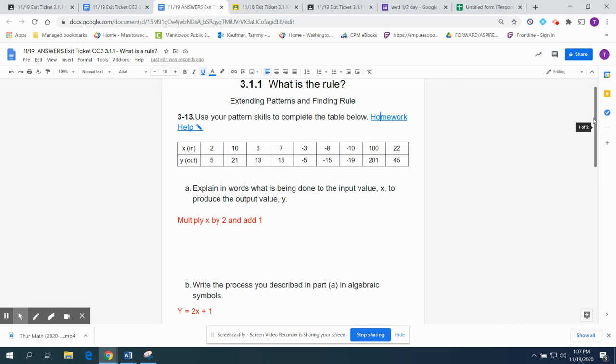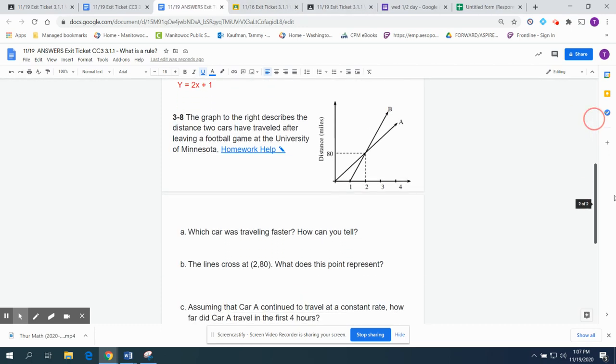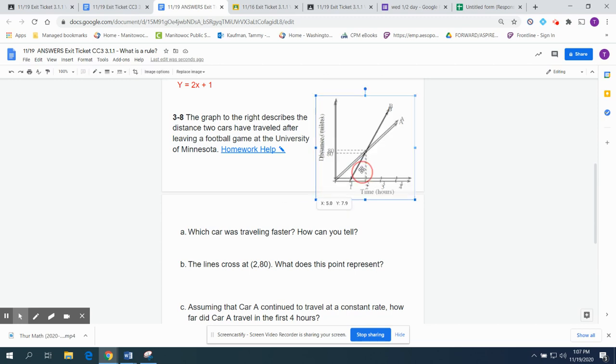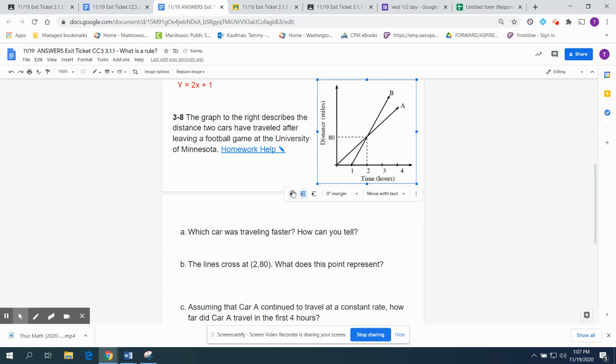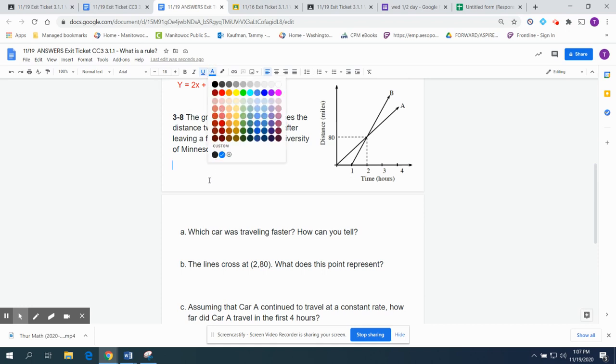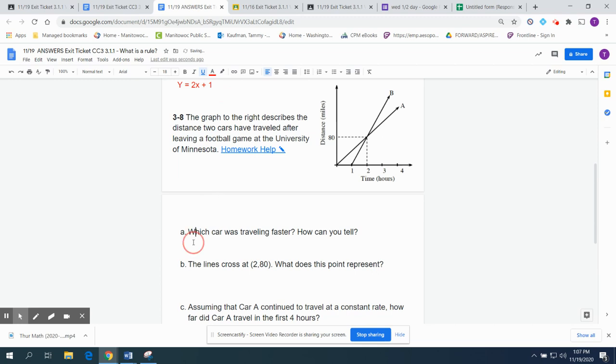Use that homework help. All right, talking about graphs, because we're going to get into graphs. Which car is traveling faster? Well, which one's the steepest? It looks like this B. It started a little bit later, right? Time started a little bit later, but it's increasing. So I would say that B is faster.